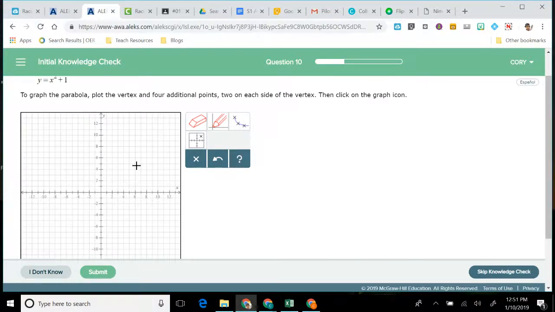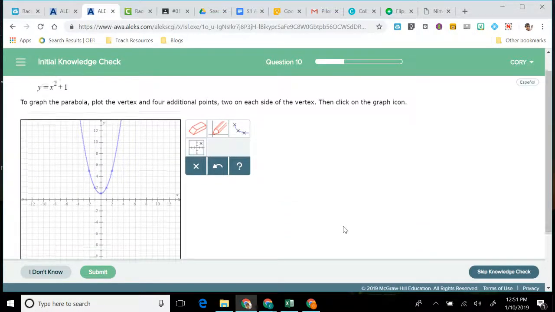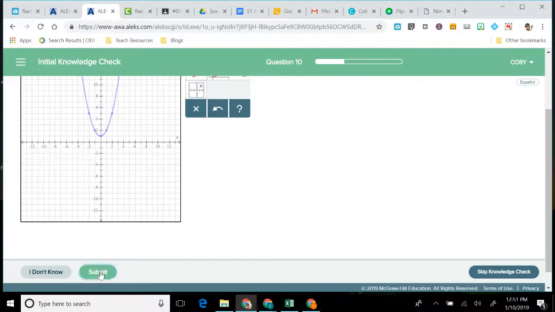Parabolas, I would do this by using function notation, plot the points. I know if I put 0 in for x, I would get a 1. If I put a 1 in for x, I would get 2, because 1 squared is 1 plus 1 is 2. If I put a -1 in, I would get the same point because parabolas are symmetric. If I put a 2 in, I get 2 squared is 4 plus 1 is 5, and it's symmetric, so I get 5 there. And that should be enough, and I'm good. That's my quadratic function. It makes a parabola.